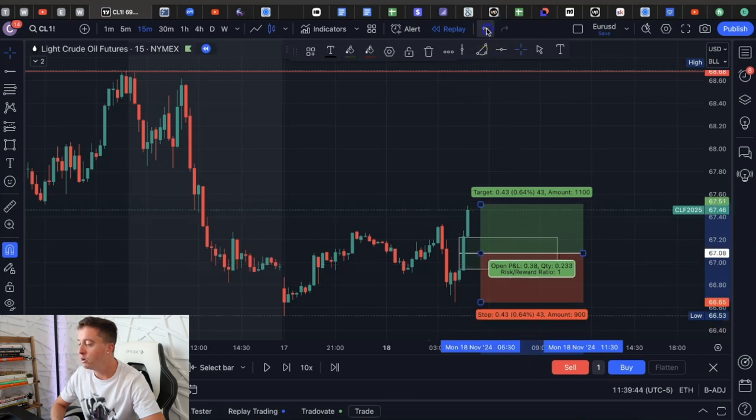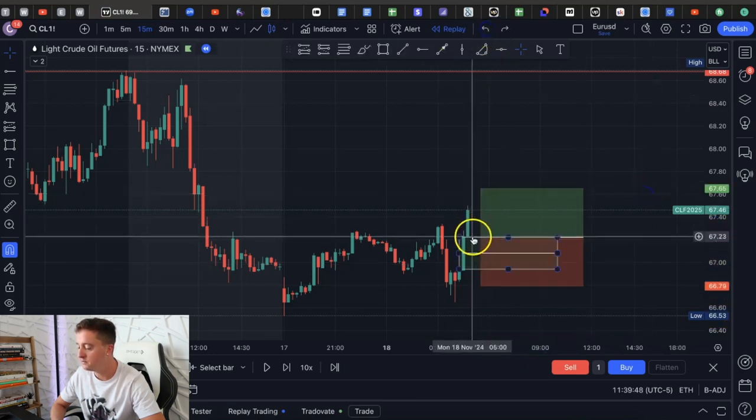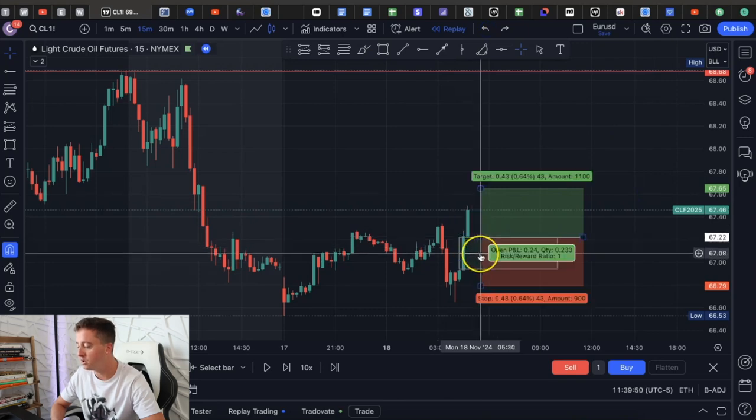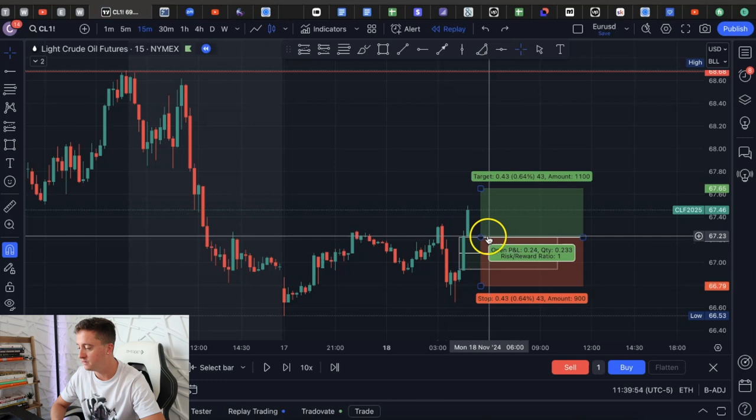bottom. But most of the time, I find that price just goes and hits the top of the fair value gap. It does hit the middle part some of the time, but most of the time, you just want it to hit the top of the fair value gap.